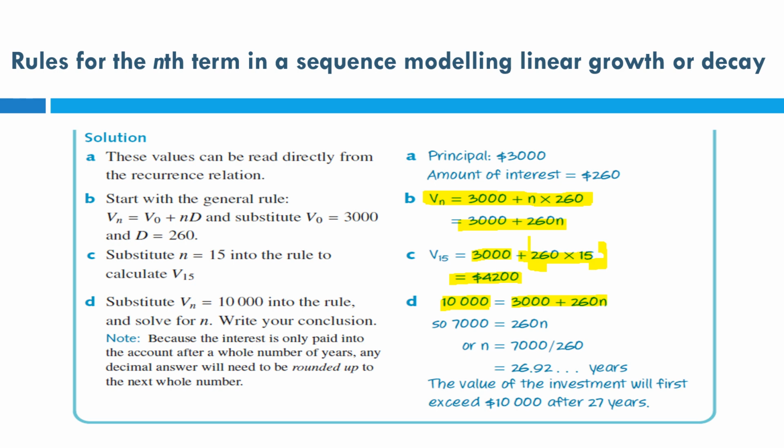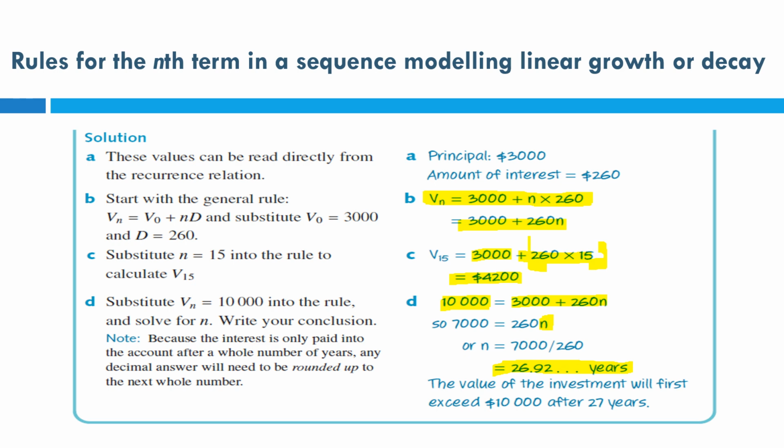So you could use your solve function on your calculator there and simply put in 10,000 equals 3,000 plus 260 times n, comma, n, to get your calculator to solve that. And if you work through that, you'll see it's 26.92 years. So it will take a minimum of 27 years, if we round that up to the next whole number, for the investment to exceed or go over $10,000.